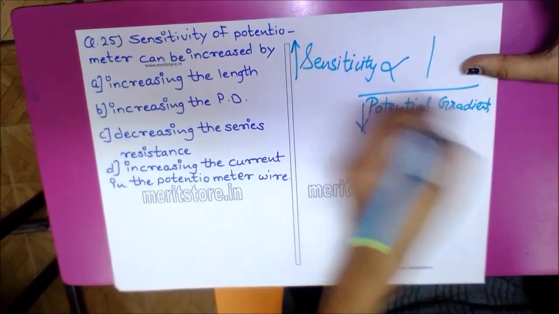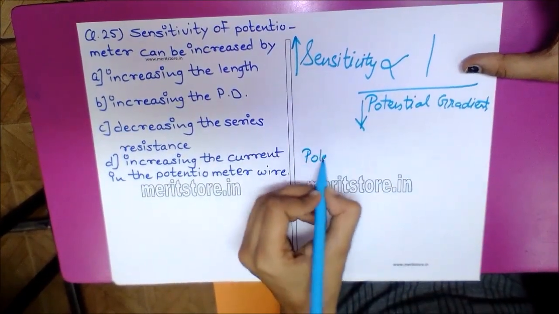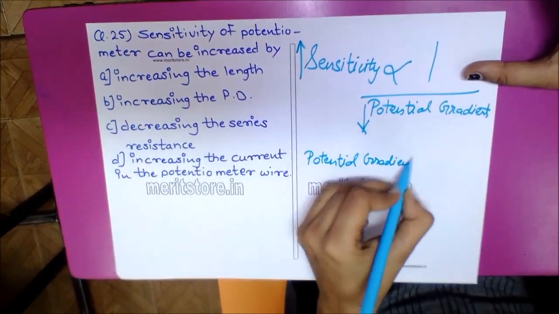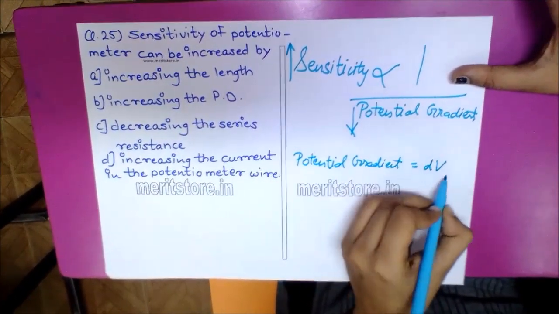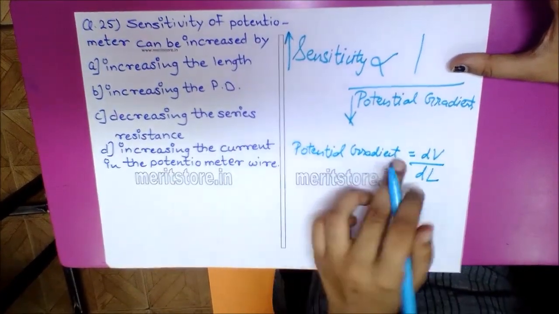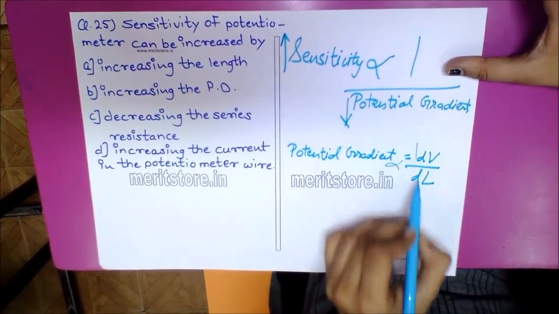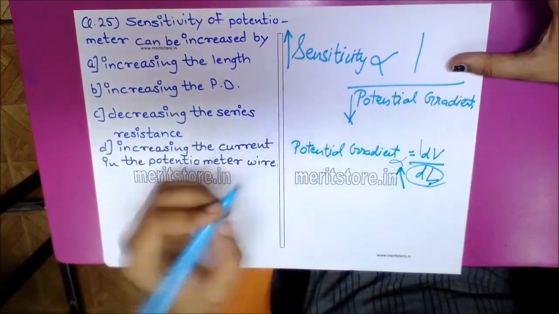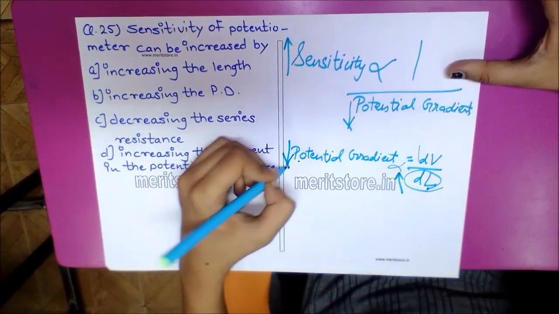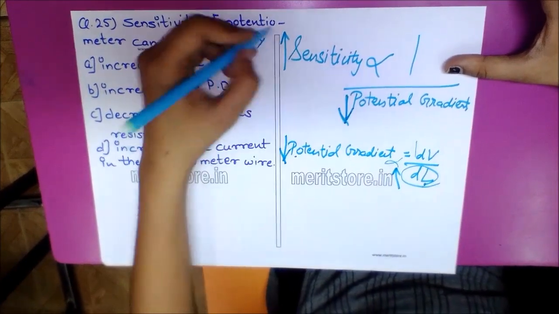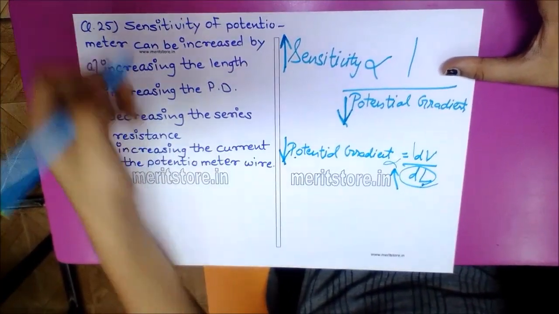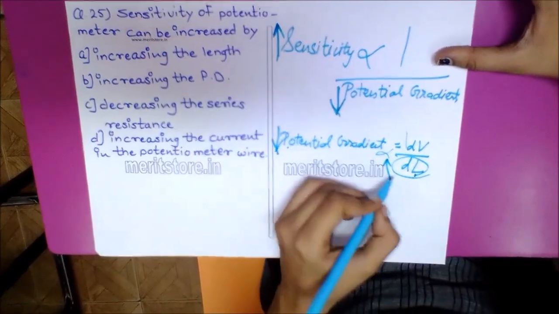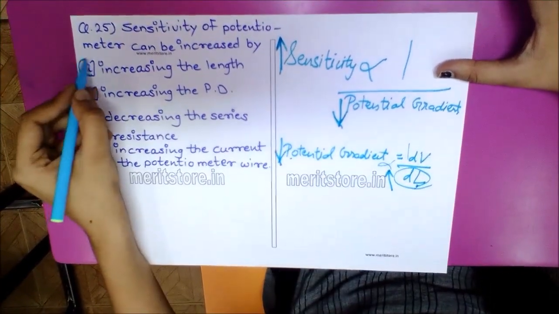Now what is the formula of potential gradient? Potential gradient is equals to dV by dL. So we can see that potential gradient is inversely proportional to the length. So if I increase my length, my potential gradient will decrease. If my potential gradient decreases, my sensitivity increases. In the question, we have to find out how my sensitivity increases. That is by increasing the length. Option A is the correct option.